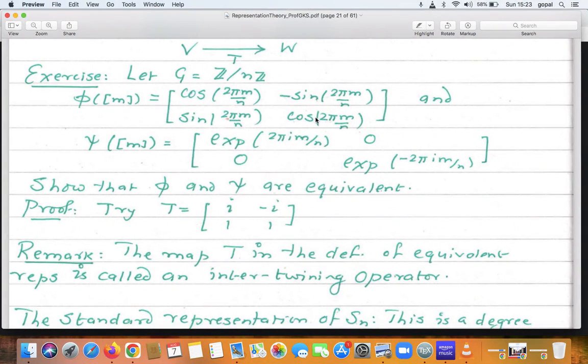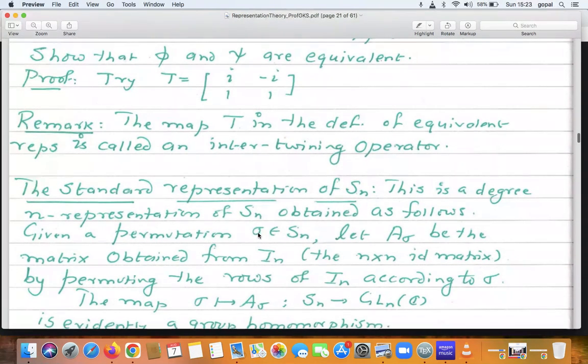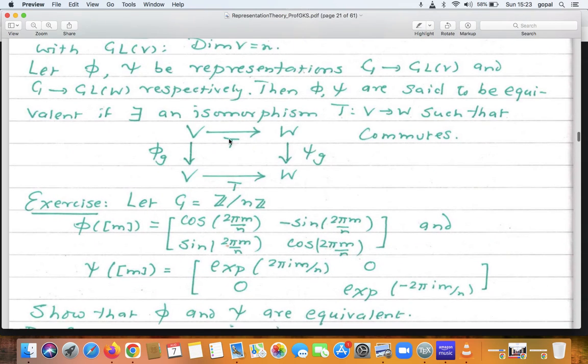These are both representations of the same group, the cyclic group of order n. Show that phi and psi are equivalent. You have to produce a linear transformation from C2 to C2 which conjugates these two matrices simultaneously as m runs from 0 to n minus 1. Here is a hint, try the matrix with rows i, minus i and 1, 1. The map T in the above definition is called an intertwiner or an intertwining map.